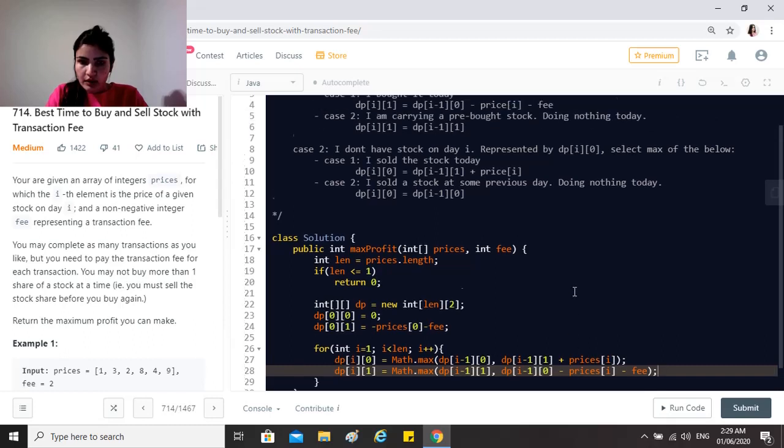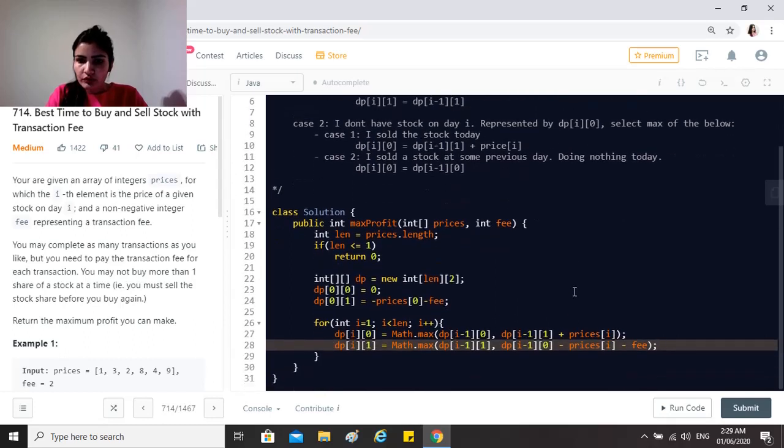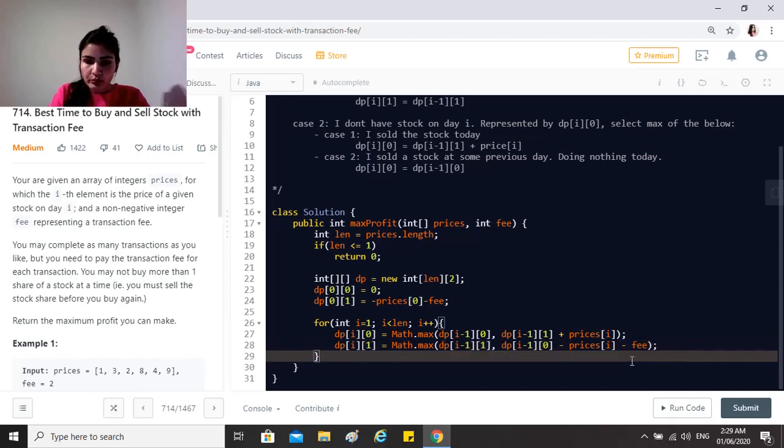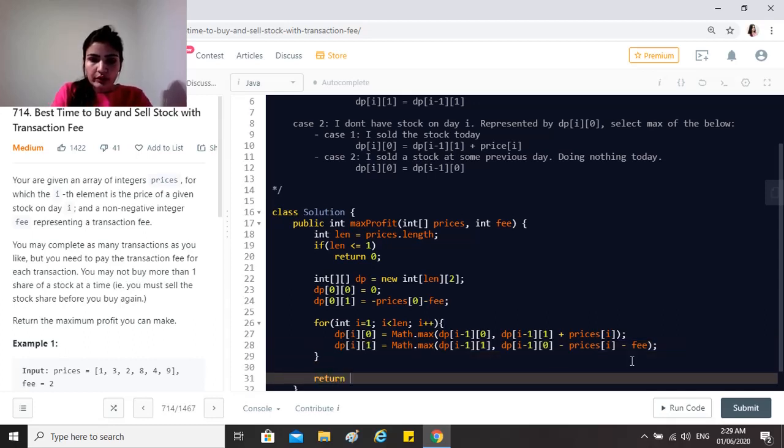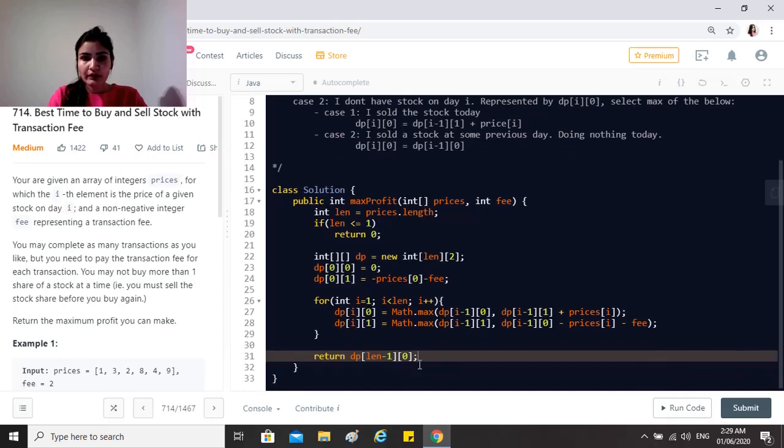So this is the application of these formulas that we've just discussed above. And once this for loop completes, what we want to return is dp of len minus 1 of 0, because at the last day, we don't want to be holding any stocks. We want to have made all our transactions, completed them. So we'll return the value of having no stocks on the last day as the final answer. Let's see if that works.